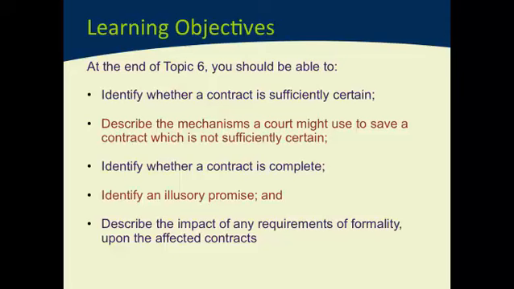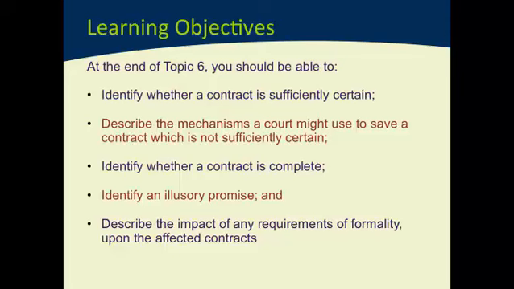The last thing we need to do is consider what we call certainty and completeness. Certainty and completeness are distinct concepts, but they're very closely related, and we really deal with them almost in the same way when we're assessing contract formation. So what we're going to learn this week is first to identify whether a contract is sufficiently certain, and if it's not sufficiently certain, what do we do? Can a contract be saved even if it is not sufficiently certain from the outset?